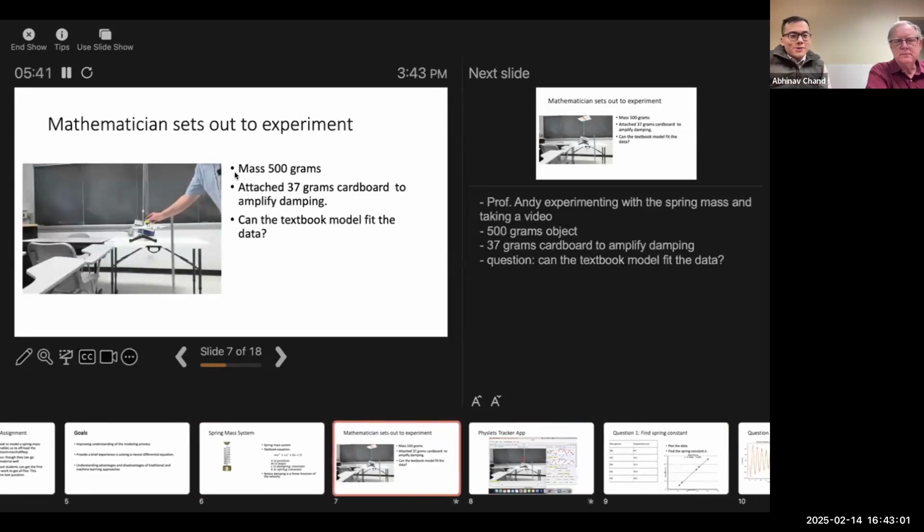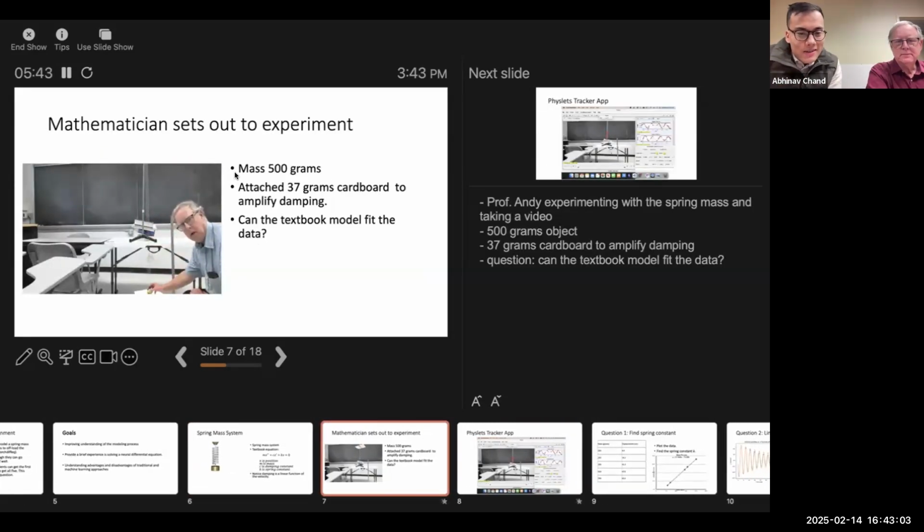And we set out to experiment. So you can see Professor Andy there experimenting with the spring mass system. We also attached an extra cardboard there just to amplify the damping due to air resistance. The mass was 500 grams and the cardboard that we used was 37 grams. And we asked the question, can our textbook model fit the data that we get from our experiments?